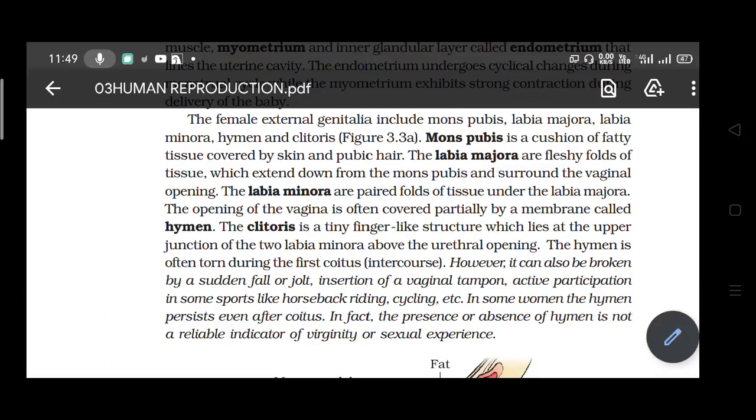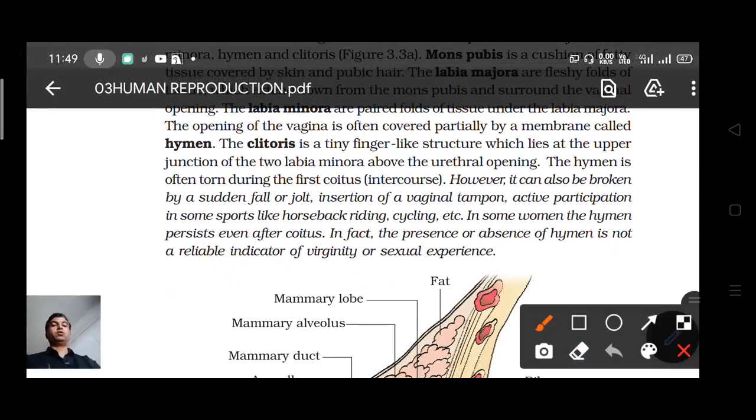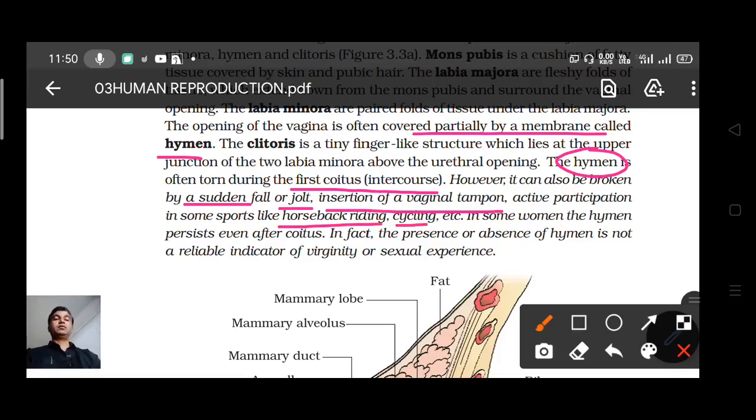What is given? The hymen is often torn during the first coitus. The layer which is present on the vagina, partially covering the vagina, is called the hymen, which will tear during the first coitus or intercourse. Often it can also be broken by a sudden fall or jolt, the insertion of a vaginal tampon, or active participation in some sports like horseback riding and cycling.